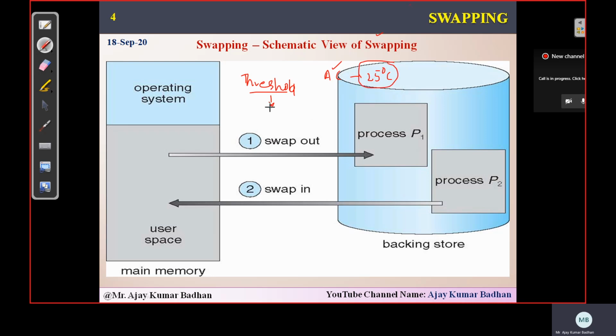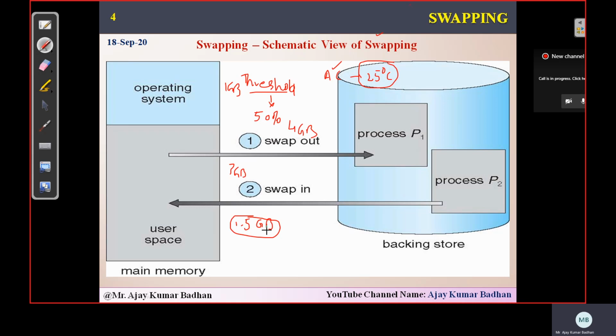Here also, within the operating system, they maintain a threshold for the main memory. Let us suppose your main memory is 4 GB in size. 1 GB is occupied by your operating system, so we are left with 3 GB. Out of 3 GB, let us assume that the threshold we are keeping is 50%. 50% is nothing but 1.5 GB. Now, whenever the free memory space is above 1.5 GB, then swapping will not be used.